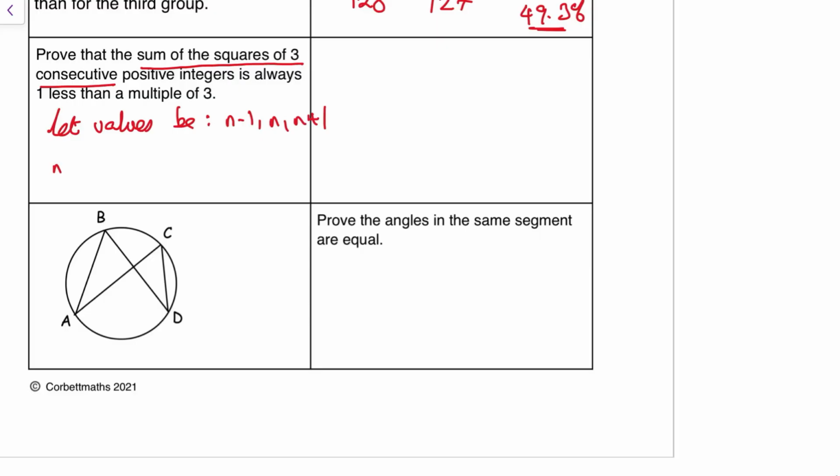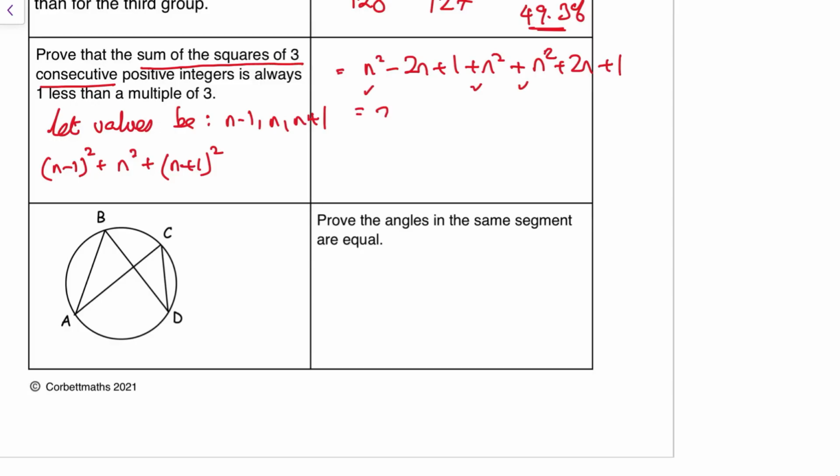And then we do the algebra part. So we're going to do n minus 1 squared, because we're summing, and n squared, and n plus 1 squared. So we're summing the squares of 3 consecutive integers. Okay, let's work this out, which is equal to n squared minus 2n plus 1, plus n squared, plus n squared plus 2n plus 1, which is equal to, well, n squared plus n squared plus n squared is 3n squared, minus 2n plus 2n goes away, and then 1 plus 1 is 2. Right, what am I trying to show?